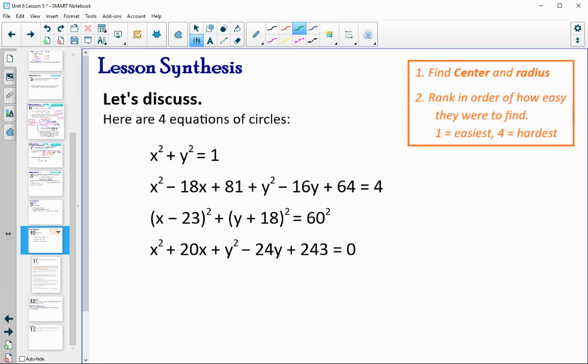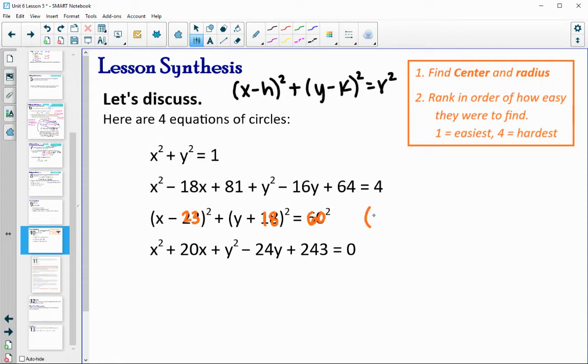Whether you think these are hardest or easiest will be relative to you, and depends on how you're looking at it. But remember that the equation for a circle starts like this. That seems to be a pretty easy way to find the center and the radius when it's written like this. We see that happening in this one, where we've got that minus 23 in here, this 18 here, and then the 60. So this one looks like it's written out pretty much like this.